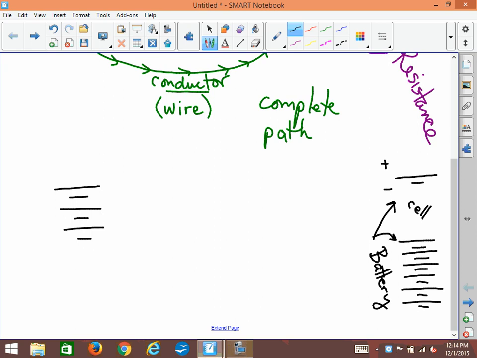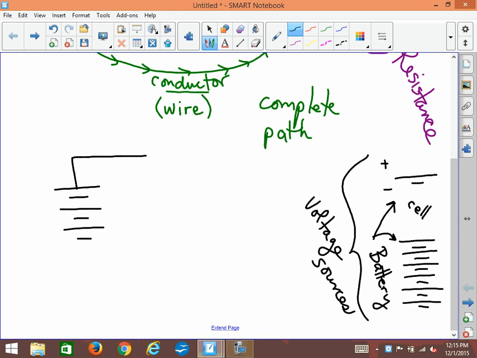And so the most important thing for us to remember, though, is that batteries and cells are what we call voltage sources. They provide voltage. Remember, we talked about that. So in the circuit, we often represent the voltage source like this with what looks like a battery. Then we represent the conductors, and wherever possible, we draw the conductors as straight lines instead of curvy lines. And then we would have a load.